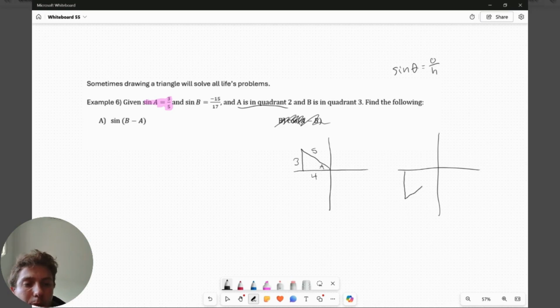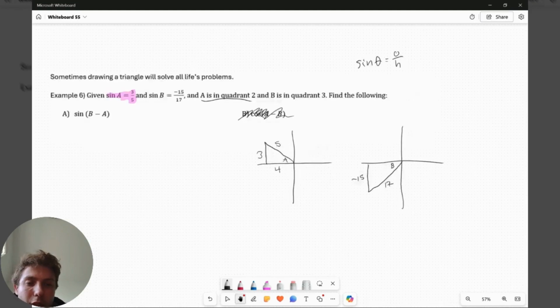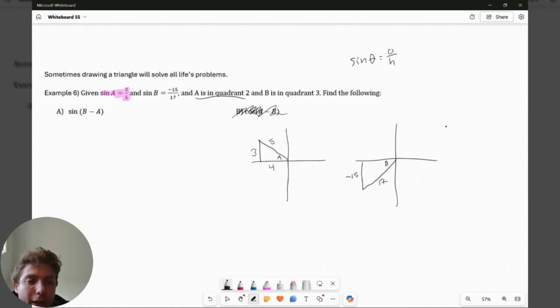In quadrant, for sine B, then we know it's quadrant 3. There we go. We know that our ratio is negative 15 over 17. This one, we do need to use Pythagorean theorem to actually find the missing side. So negative 15 squared plus b squared equals 17 squared. 15 squared is 225. 17 squared, I don't have that one memorized. Let me find it real quick. 289.